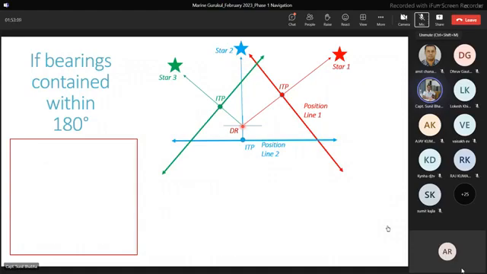And here we can see that if we draw a line in the east-west orientation, passing from the DR position, then all these three stars, red star, star number 1, blue star, star number 2, and green star, star number 3, will fall on one side of that line. And when that happens, it means that the bearings are contained within 180 degrees. So in this case, the bearings are contained within 180 degrees.